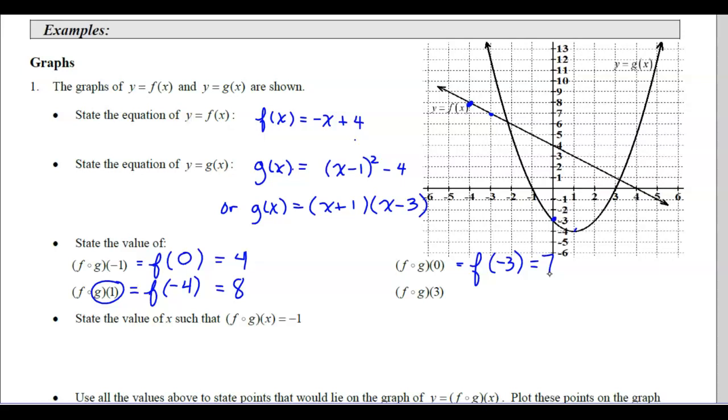And then f of g of 3. Well, what's g of 3? So g, when x is 3, is 0. What's f of 0? It's 4. So this one here is the same as this one, okay? Basically, because this 3 is an x-intercept in g, and so is -1, okay?